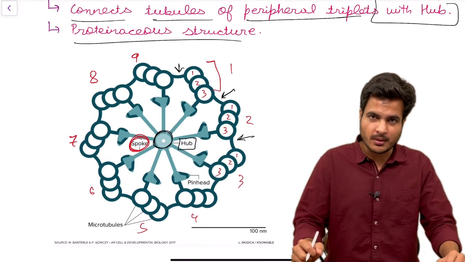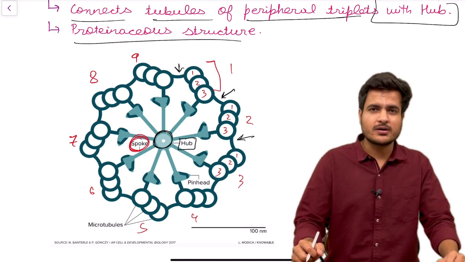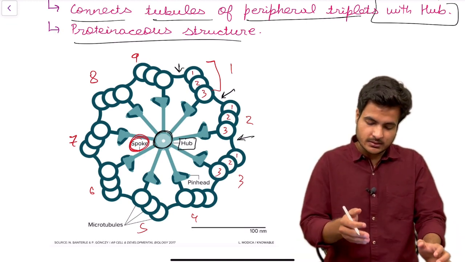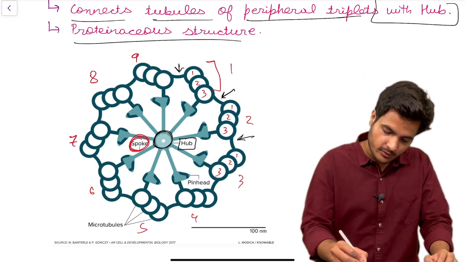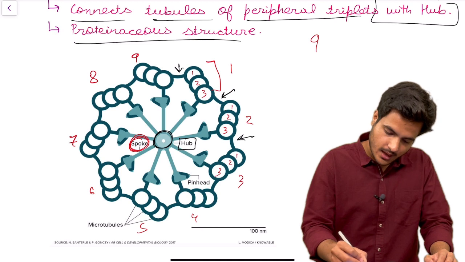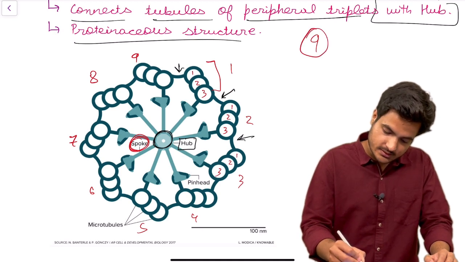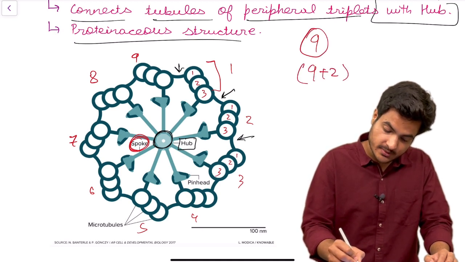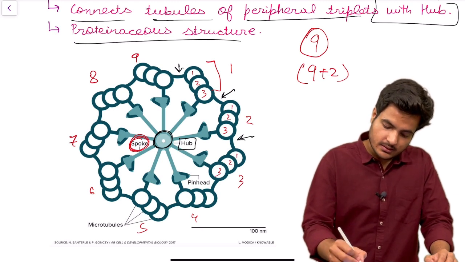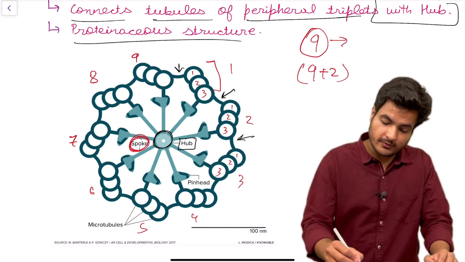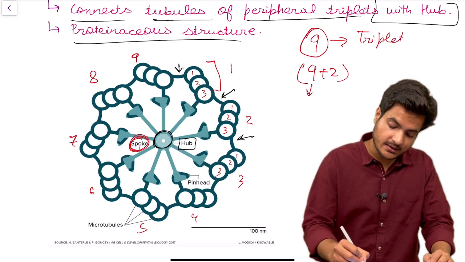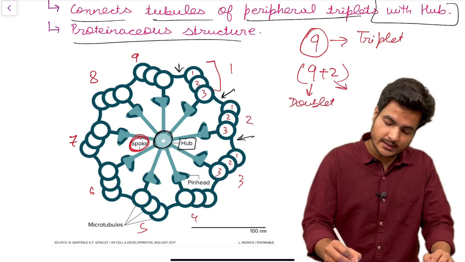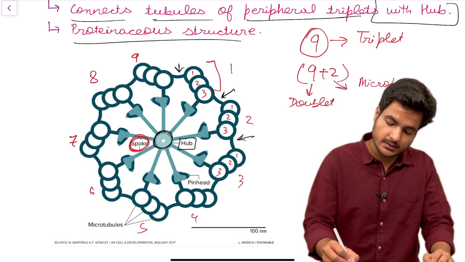The only thing you need to remember is the difference between the structure of cilia and flagella compared to centriole. In centriole we have only a 9 arrangement, and in cilia and flagella we have a 9 plus 2 arrangement. In the centriole we have 9 triplets, whereas in cilia and flagella we have 9 doublets and 2 isolated microtubules in the center.